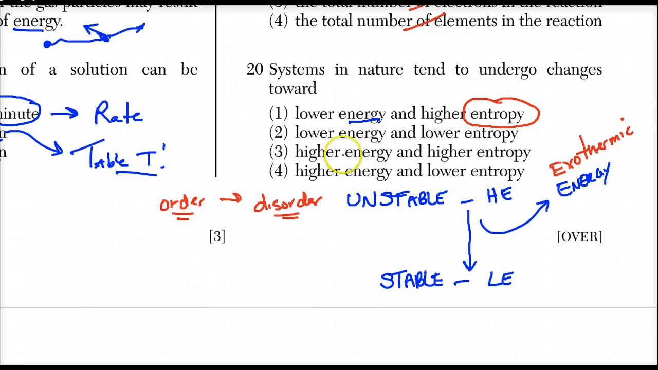So we go from high energy to low energy. So changes toward lower energy and higher disorder. Remember, entropy is a measure of disorder. So things tend to go toward the lower energy exothermically, and tend to go toward higher chaos. Absolutely. So 20 is 1.